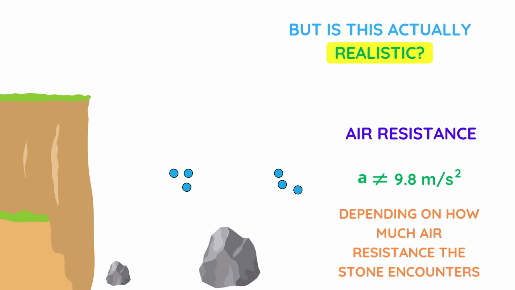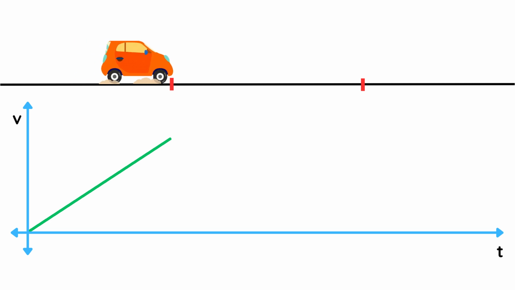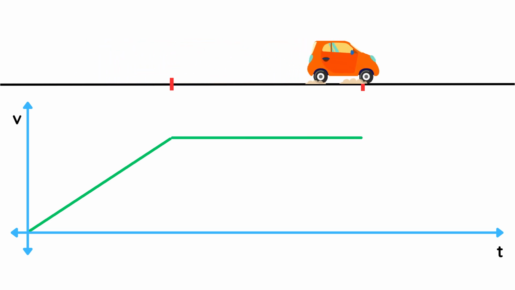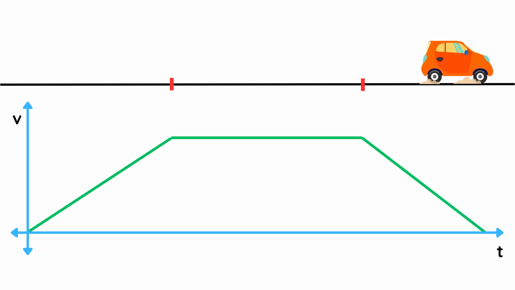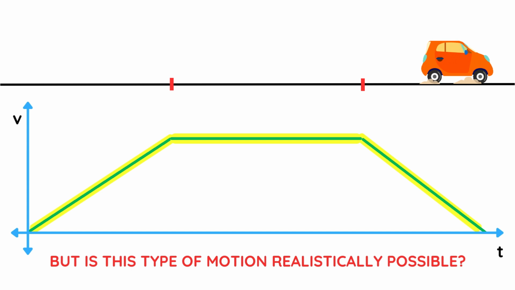Now, let's consider another example. Suppose you accelerate your car at a constant rate, then drive at a constant velocity for a while, and finally apply the brakes to bring it to a stop. If we draw the velocity versus time graph for this motion, it might look like a smooth, idealized graph. But is this type of motion realistically possible?